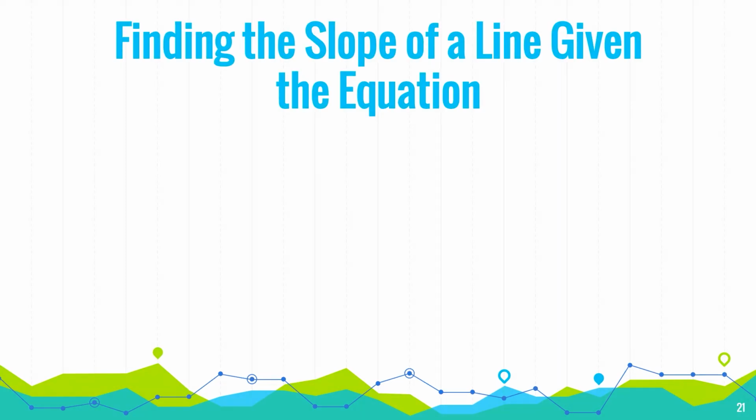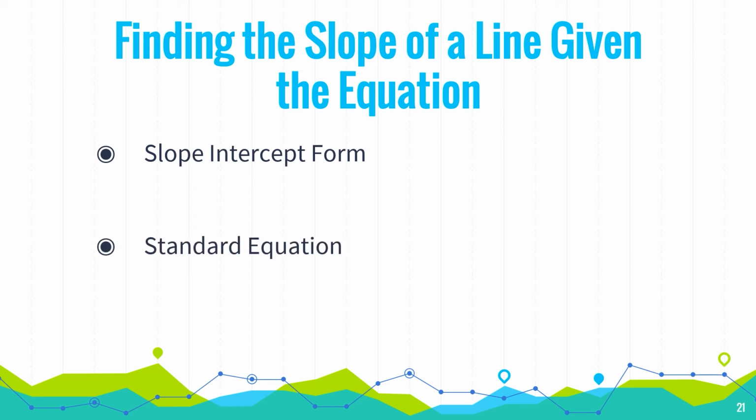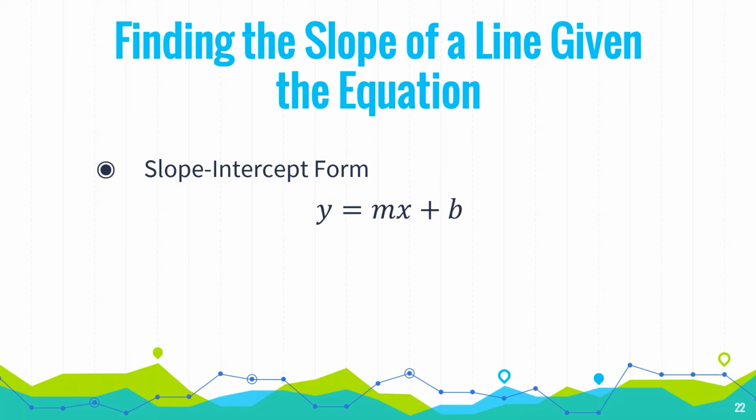Finding the slope of a line given the equation. We have two forms of equations, the slope-intercept form and the standard form. For the slope-intercept form, we follow the formula y is equal to mx plus b. And for the standard form, we have ax plus by is equal to c. For the slope-intercept form, y is equal to mx plus b, m is the slope, and b is the y-intercept.